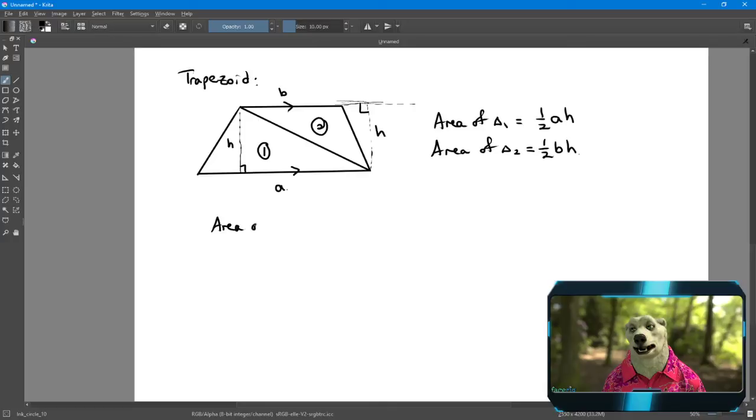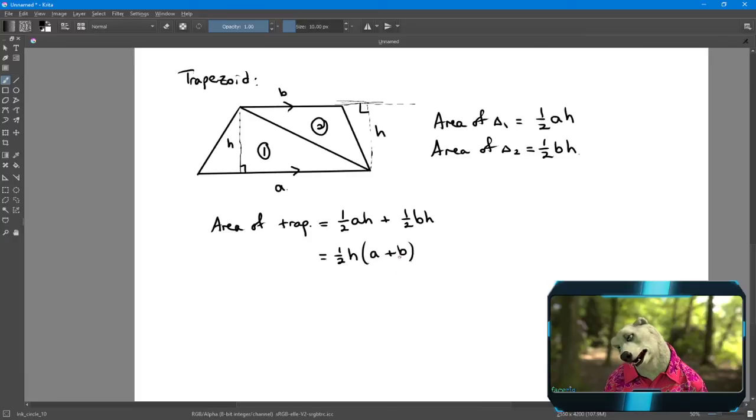So the area of the trapezoid is area of triangle 1 plus area of triangle 2. Now I can simplify this, taking out a half, taking out the h as a common factor, and I have a plus b left. So the area of a trapezoid is a half times the sum of the lengths of the parallel sides times the distance between them. Why? Because it comes from breaking up the quadrilateral into two triangles. So knowing where it comes from, knowing why it is what it is, gives me confidence if I happen to not remember the formula perfectly.